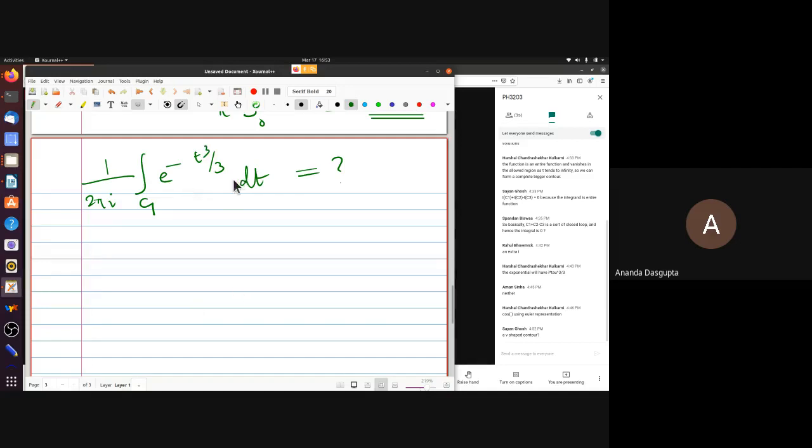By the way, it's a minus t cube by 3 is real. Of course, that means t cube by 3 is real, right? Because if t cube by 3 had an imaginary part, that would, of course, give rise to an imaginary part in the corresponding exponential. So if this is real, what does it tell you about t?